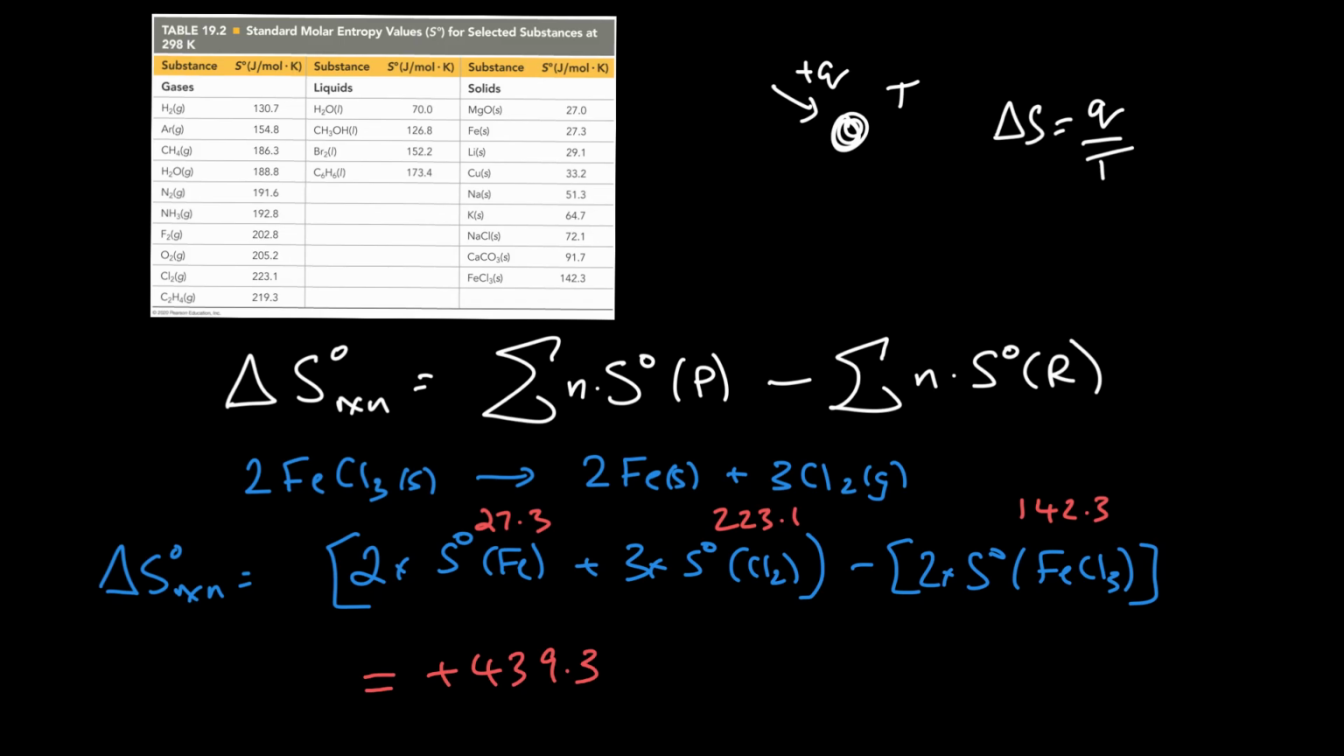And what are the units? The units would be joules per Kelvin. And the reason for that, I suppose, is that these would be the number of moles. So this would be 2 moles. This would have units of joules per mole Kelvin. The moles would cancel, and it would give you joules per Kelvin.